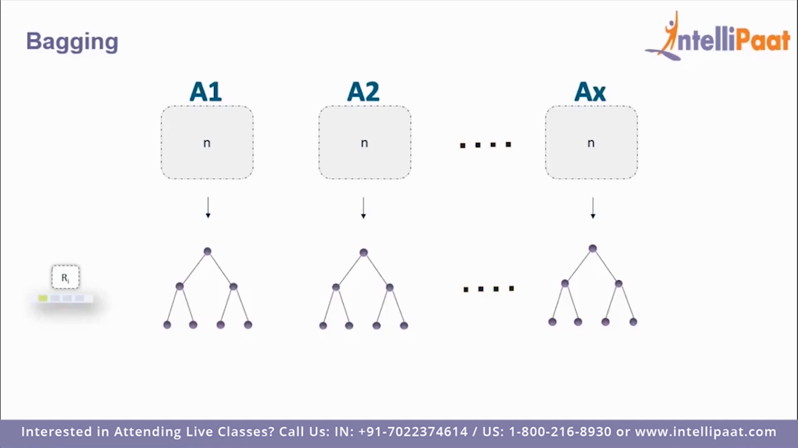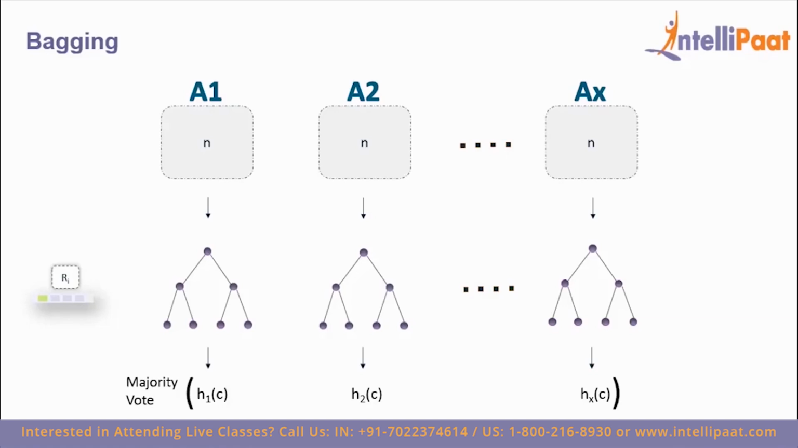Now let's say a new record Ri comes in. Then we're going to pass this record to each of these X trees, and we're going to get each tree's prediction on what class this new record is going to represent. And since we have X trees, we will get X predictions. That is, if let's say X was 500, we would get 500 predictions. Similarly, if X was 1000, we would get 1000 predictions.